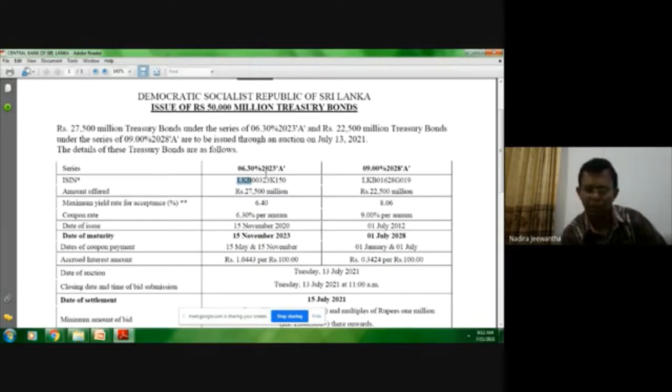Provided the instrument is available with primary dealers, I can. Why do you say so? Now take this instrument. This is maturing in 2023. Everything is given, the date of maturity: 15 November 2023.